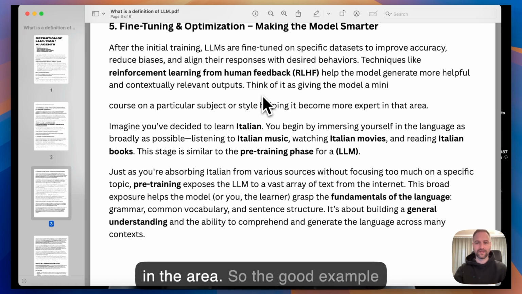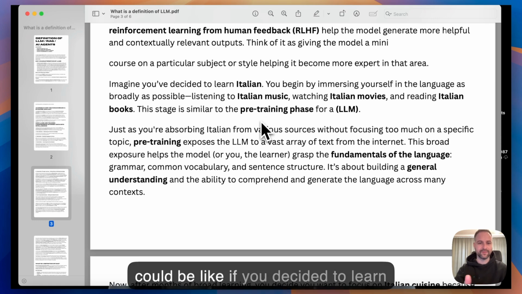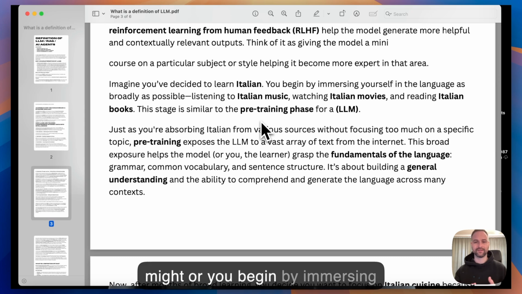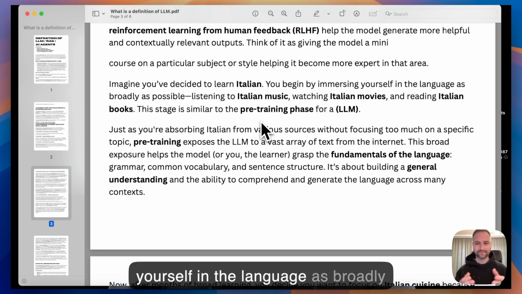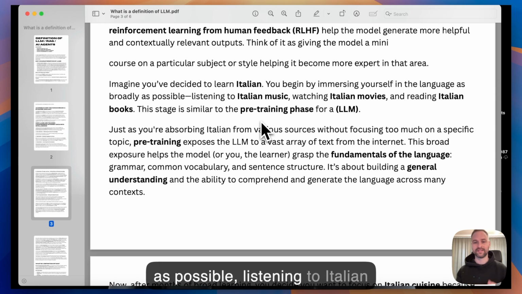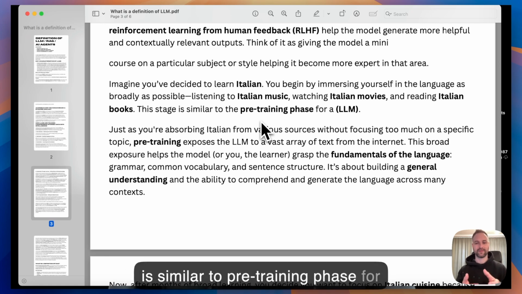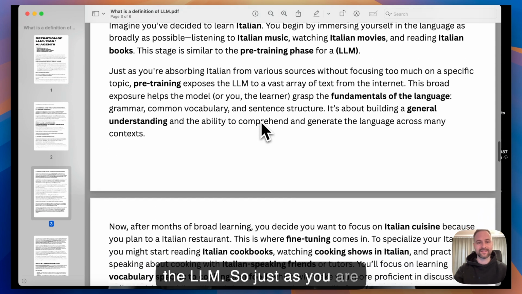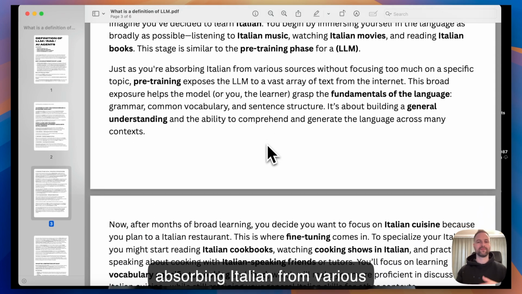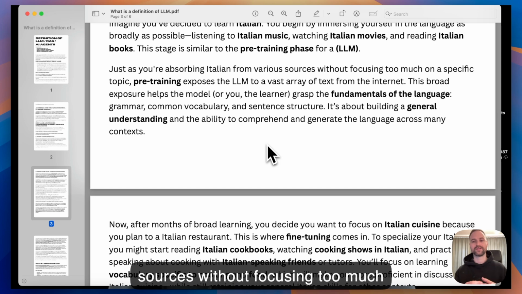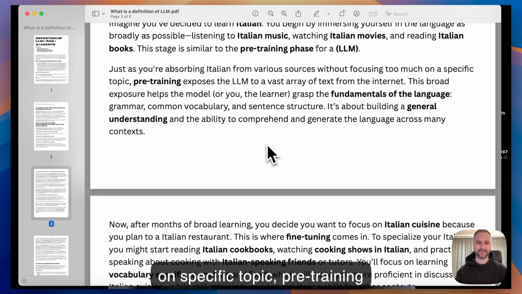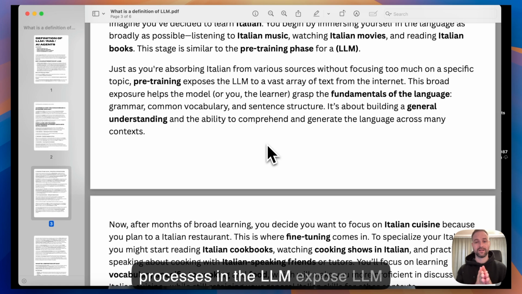So a good example could be, if you decided to learn the Italian language, you begin by immersing yourself in the language as broadly as possible, listening to Italian music, watching Italian movies, reading Italian books. And this stage is similar to the pre-training phase for the LLM. So just as you are absorbing Italian from various sources without focusing too much on a specific topic, pre-training exposes the LLM to a vast array of text from the internet.